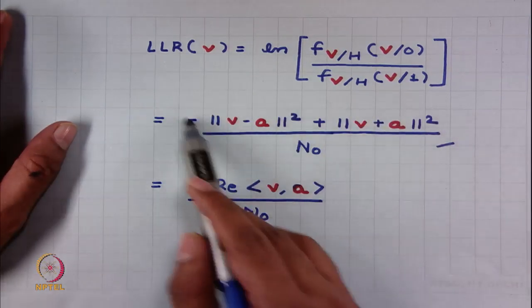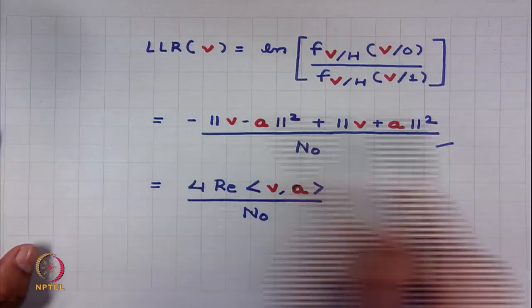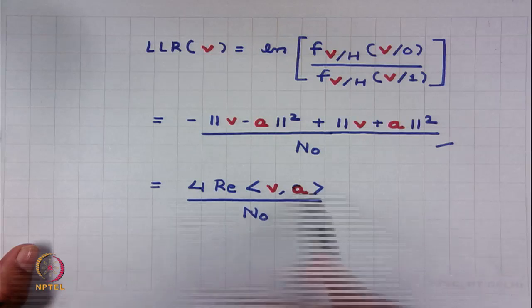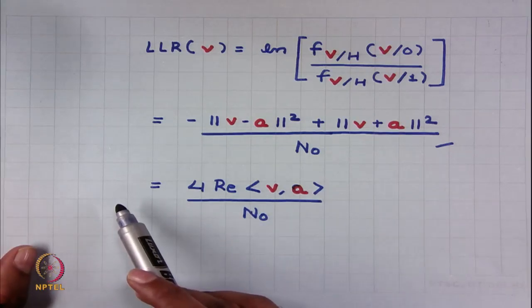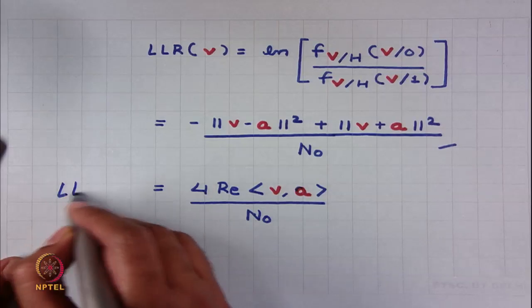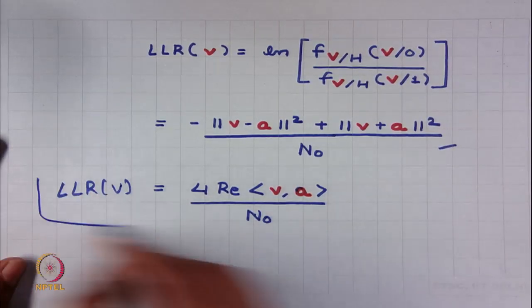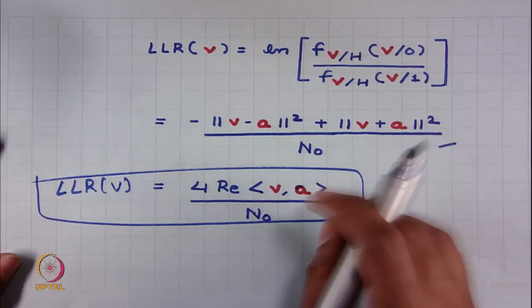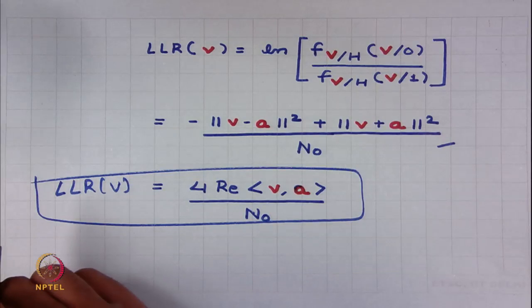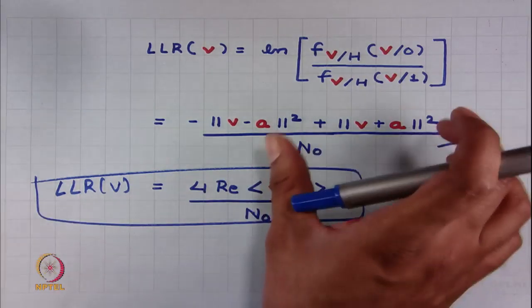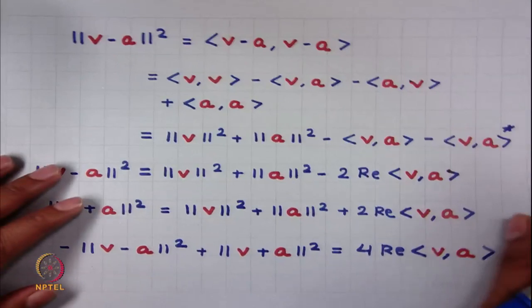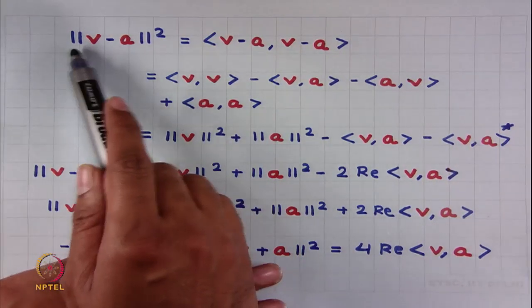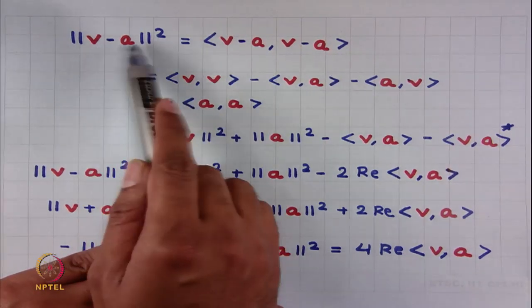Now, if you work out this identity, you can show easily that this thing is nothing but 4 times the real part of the inner product of v with a, and hence the log likelihood ratio that we obtain is this. Before talking more about this, let us first see and work out this identity. We will work it out this time, and I hope that you will remember it the next time that we will be using it. So, how can I think about norm square of v minus a?